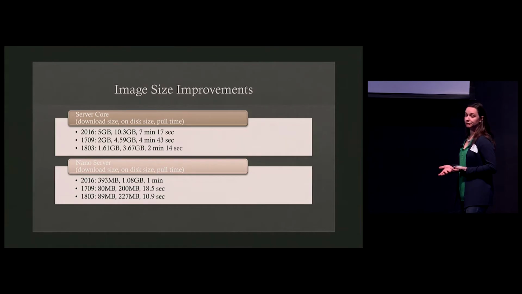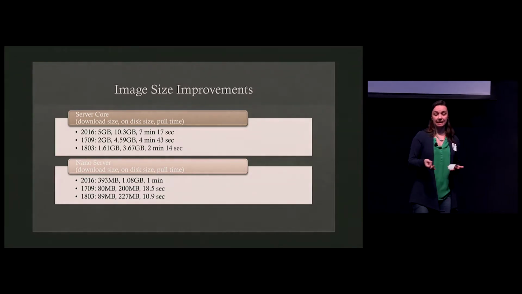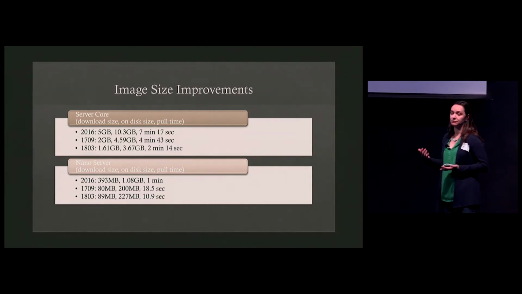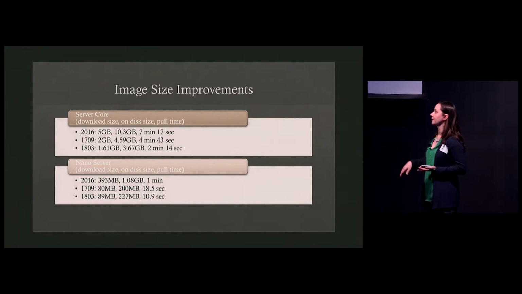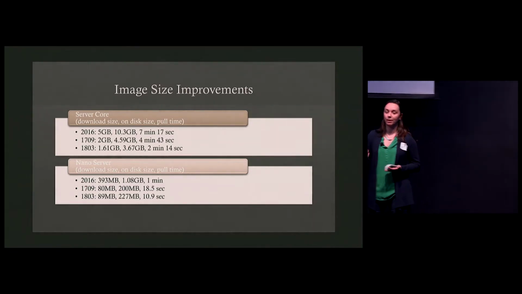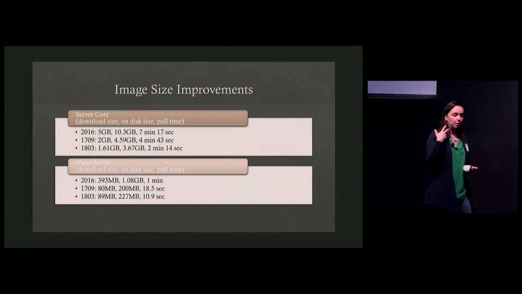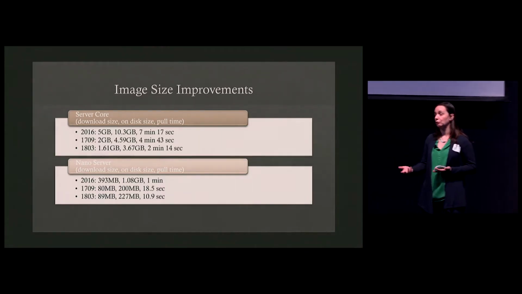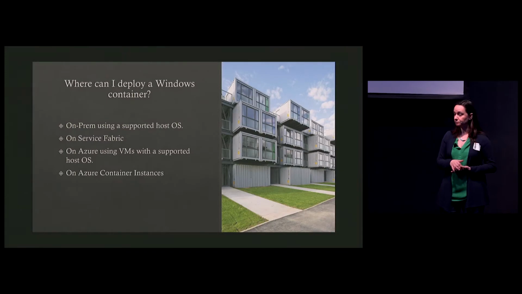We've also made a lot of image size improvements from 2016. You can see the server core, which is going to be biggish anyway, has come down from 5 gigs of the download size to 1.6. And the NanoServer has gone from 393 megabytes down to sub 100. And we keep making those improvements so that people who are looking at using Windows containers to improve their deployment speeds will be able to take advantage of that.